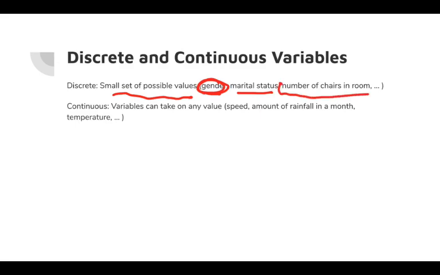Same thing if you look at, for example, number of chairs in a room. Not that this would ever be a part of your study, but there is a discrete number of chairs. You can't have 15 and a half chairs in a room. There's either 15 chairs or there's 16 chairs. There's no such thing as half a chair. Those are discrete values. Then the other type of value here are continuous variables.